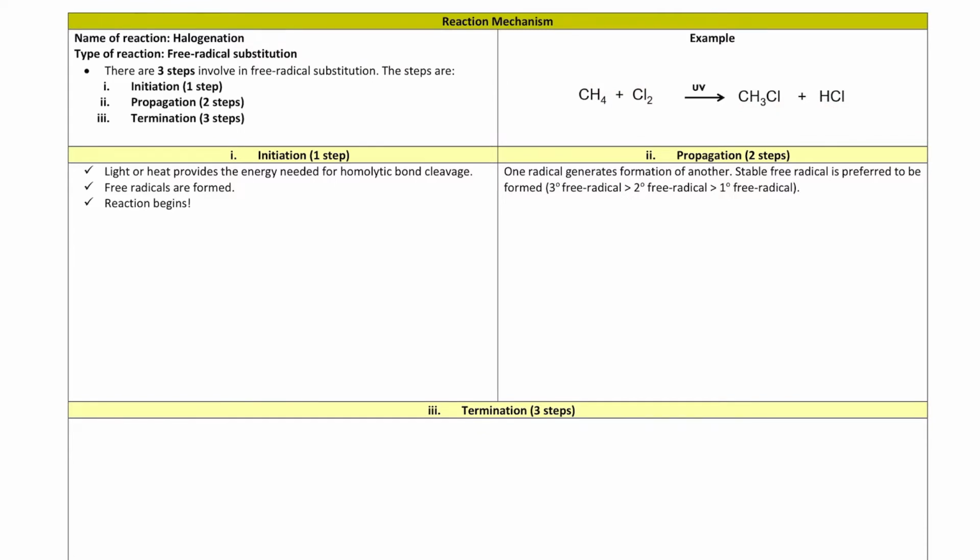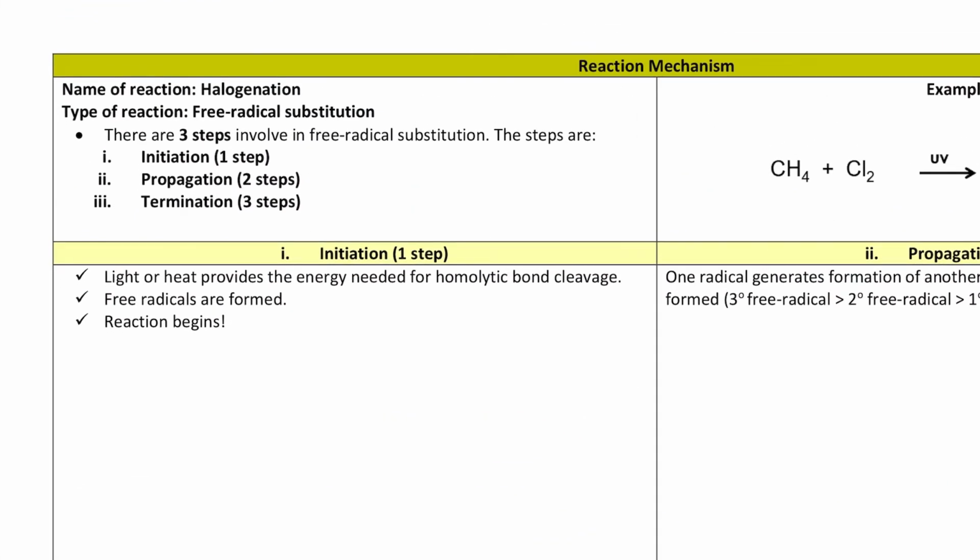Okay, so there are 3 steps involved in free radical substitution. There are initiation, propagation, and termination. So initiation consists of 1 step, propagation have 2 steps, while termination have 3 steps. So how to remember this? You can use this tips. IPT 1, 2, 3. That means you should know in initiation step there are 1 step only. Propagation 2 step, termination 3 step.